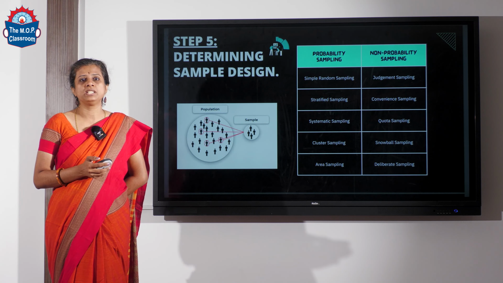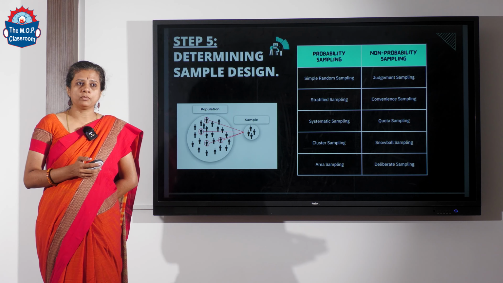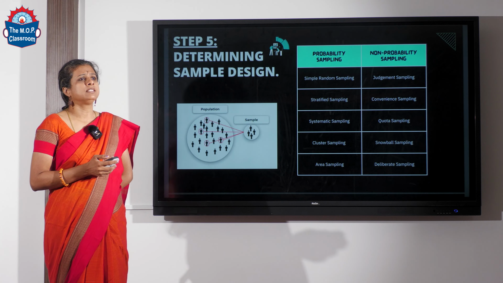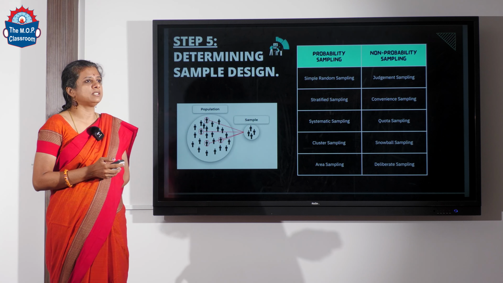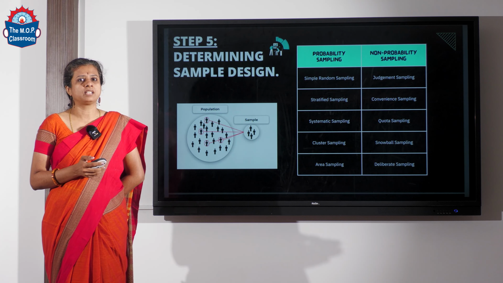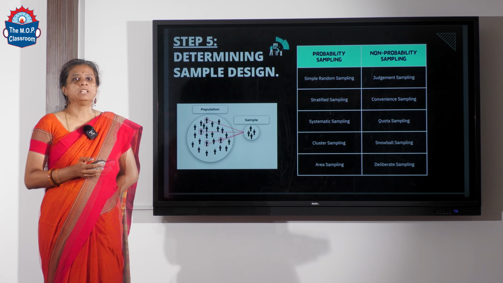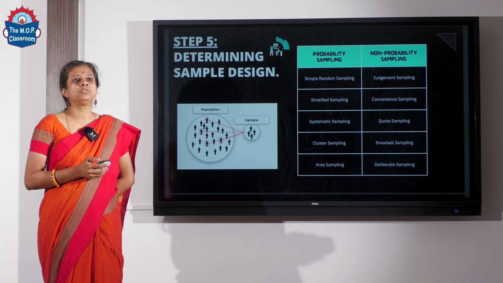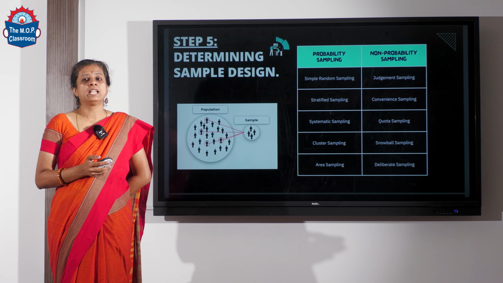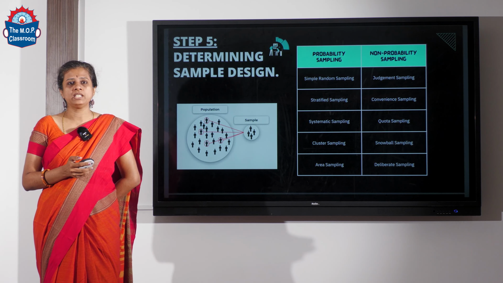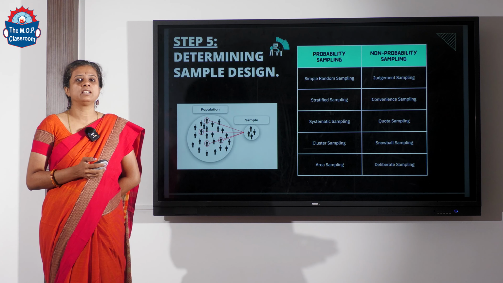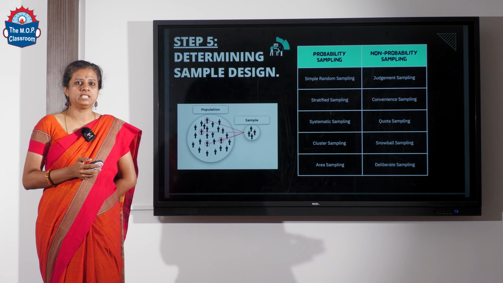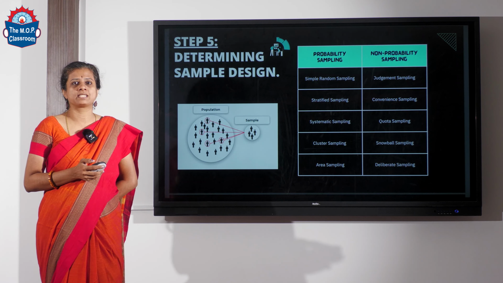When each and every unit in the sample has equal probability of or chance of getting selected in the sample, we call it as probability sampling. There are various techniques, namely simple random sampling, stratified sampling, cluster sampling, area sampling, etc. Non-probability techniques are where the researcher uses his own discretion to decide the sample, and here the probability of each of the sampling unit to be selected is not there. The examples of non-probability sampling are judgmental sampling, convenience sampling, snowball sampling, deliberate sampling, etc.